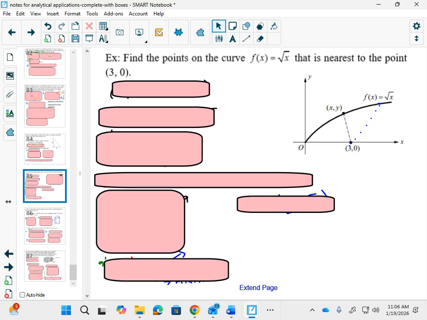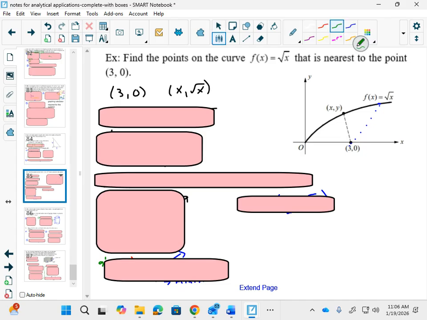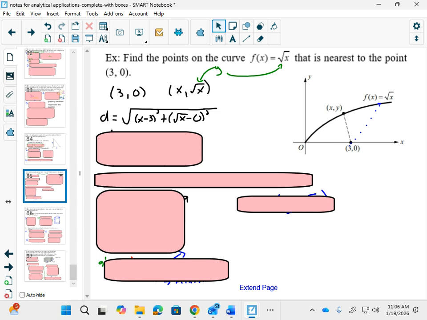Ooh, did we just set up an optimization question? We wanted the shortest distance. The shortest distance between (x, y) and (3, 0). And did you see what I did with the y? y would equal the square root of x. So now I'm dealing with one variable. Do you remember your distance formula?